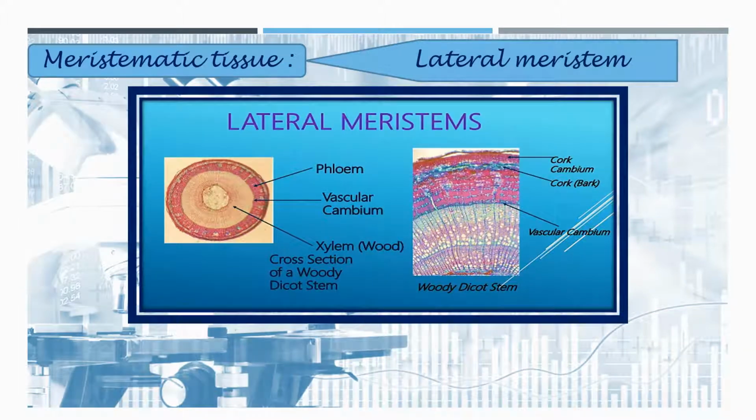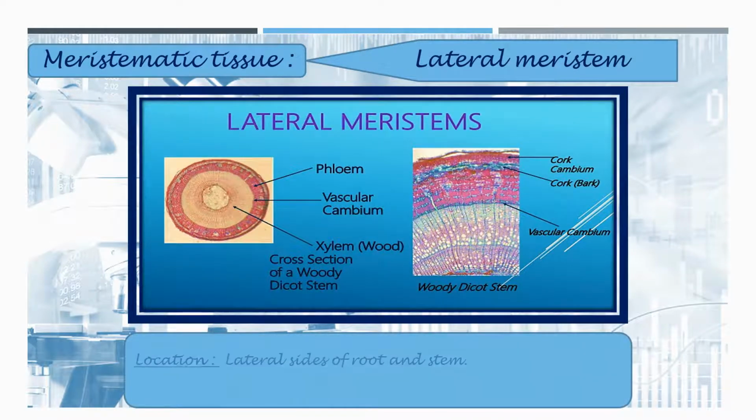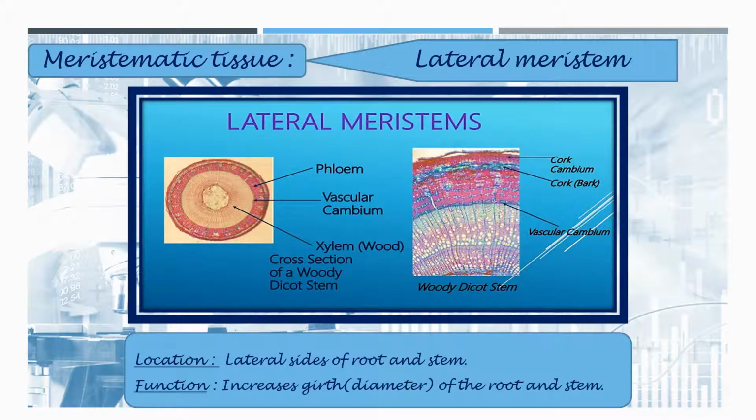Now the third type of meristematic tissue is lateral meristem. Lateral meristem is located at the lateral sides of root and stem, and the function of lateral meristem is that it increases the width of the root and stem. Width means diameter.